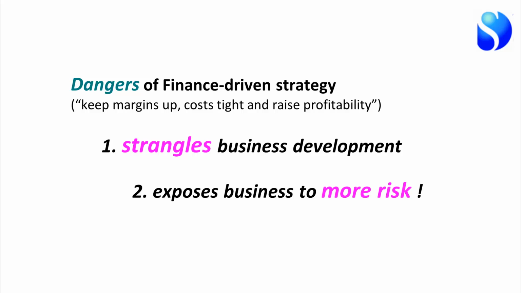The second danger is that it exposes business to more risk. If you are operating a business that is really as lean as it can possibly be and something goes wrong, you have got no resources to call on to respond to those problems, whether those problems come from general recession or some particular attack by a competitor or whatever it may be. So yes, we need to address financial results, but we've got to do it in a way that connects the strategy to those financial results.